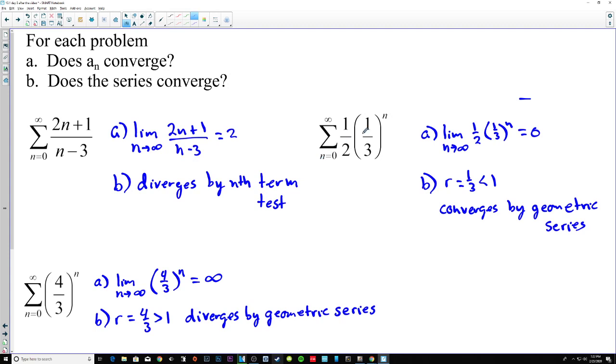The next one is a geometric series. But the terms are headed to 0. That means the series has a chance to converge. And then on letter B, r is 1/3, the ratio, which is less than 1. And we can say this converges by the geometric series test.